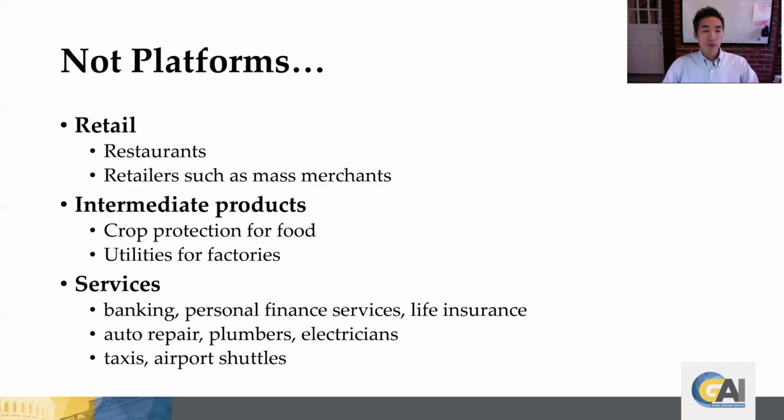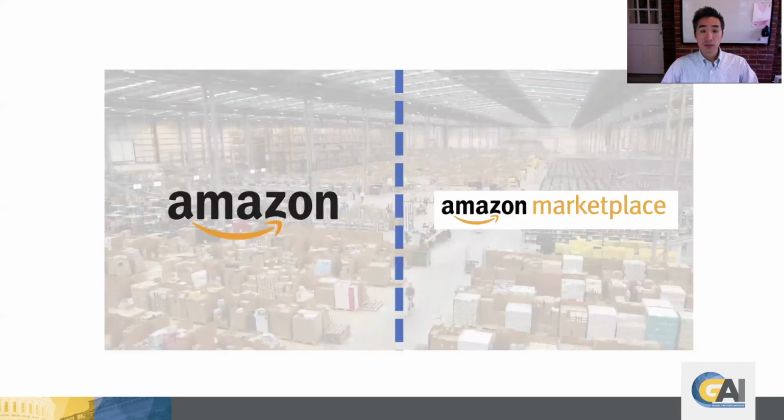What are not platforms? Restaurants, retailers such as mass merchants as Walmart and Target, intermediate products, crop protection for food, utilities for factories, services such as banking, personal finance, life insurance, auto repair, plumbers, electricians, taxis, and airport shuttles.